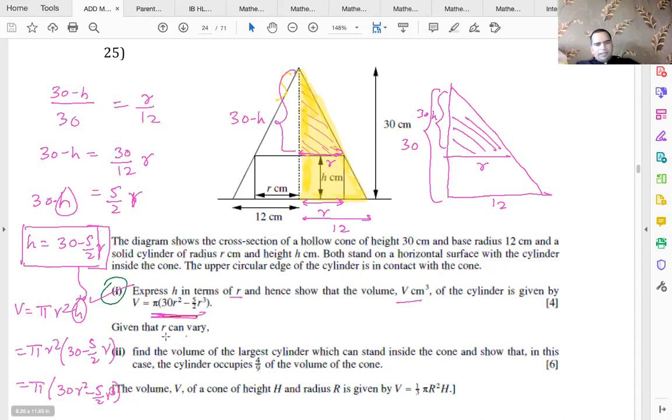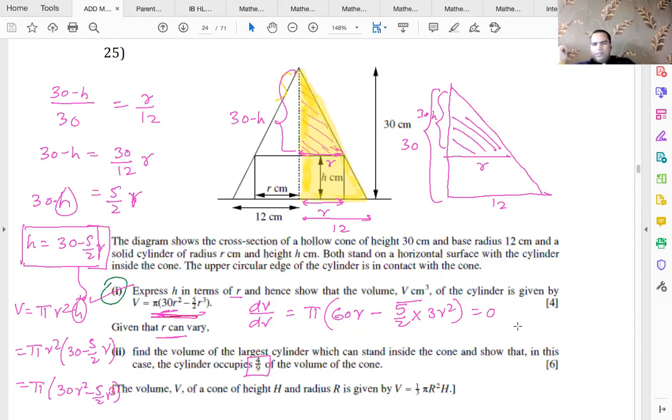Now, given that r can vary, find the volume of the largest cylinder that can stand inside the cone, and show that the cylinder occupies 4/9 the volume of the cone. First we'll find the derivative, because now we have the volume in terms of radius, and to find the maximum or minimum volume we take the derivative of V. So dV by dr will be, pi being a constant, pi times (60r minus 5 over 2 times 3r squared). Now equate this to 0.